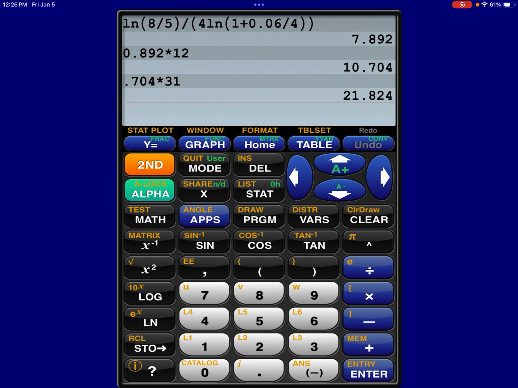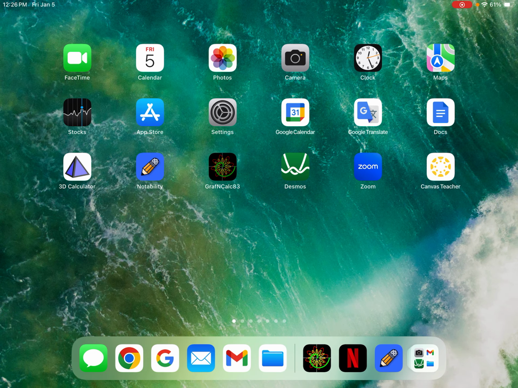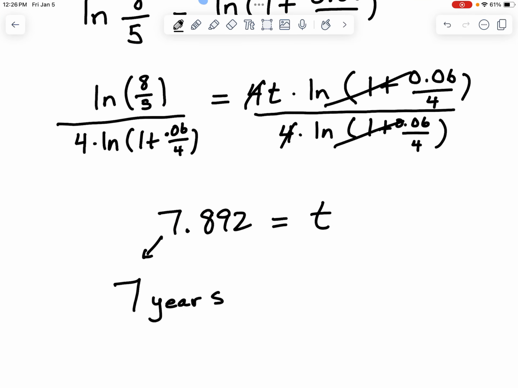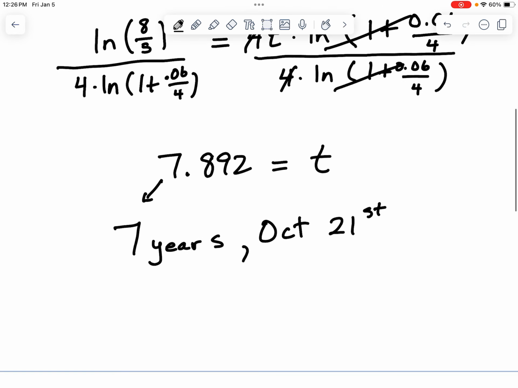About 82% of the way through the day on October 21st. That did say 21st, right? Yeah, 21. So 7 years, and then 10 months, or you could say October 21st. So probably at the end of 7 years and the end of October 21st, you could get your money out and you would have $800.